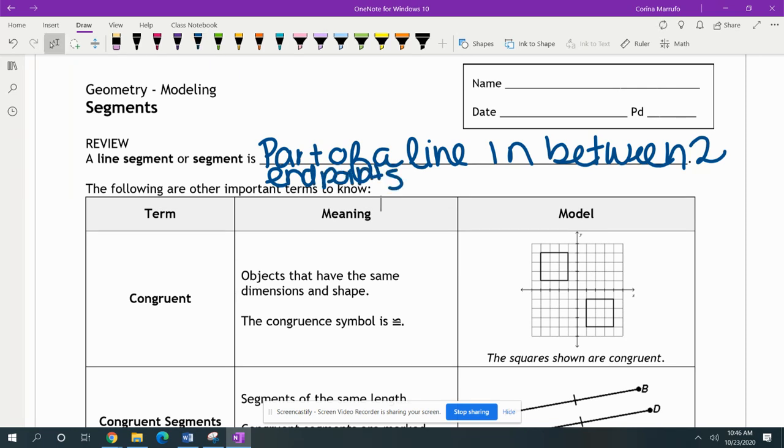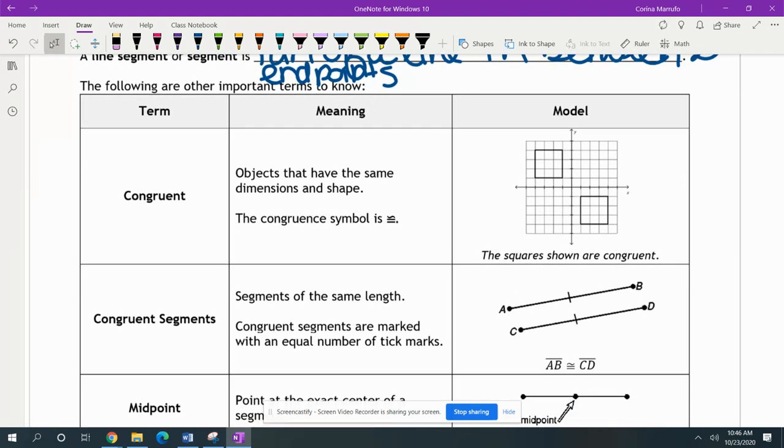Okay, so here we have congruent. So congruent is objects that have the same dimensions and shape. The congruent symbol is, and so they have this little symbol here. It's an equal sign with a little squiggly line on top. That's congruent. So here we would say the squares are congruent because they're both 3 by 3, which is an area of 9. They're the exact same squares.